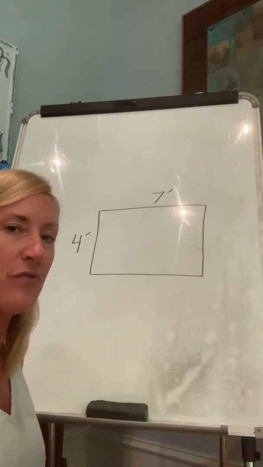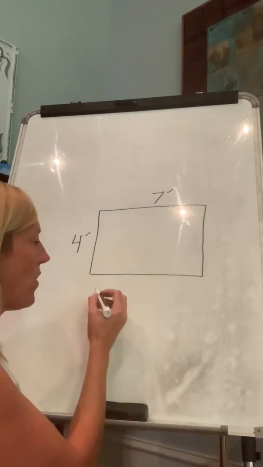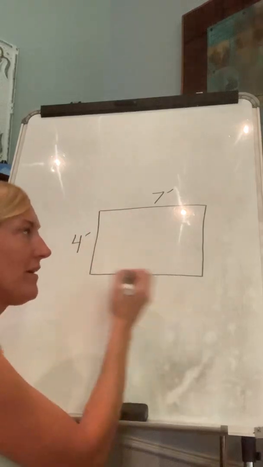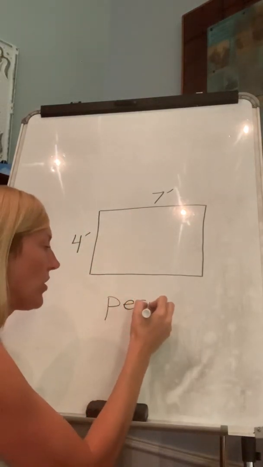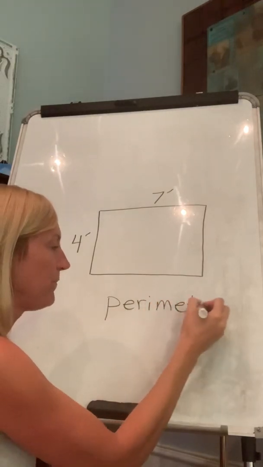Can you figure that out for me? And that's going to be the perimeter of the room. How many feet do we need to get that border for the perimeter of the room?